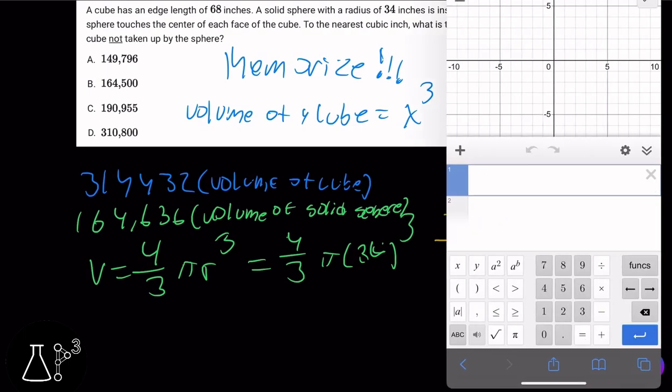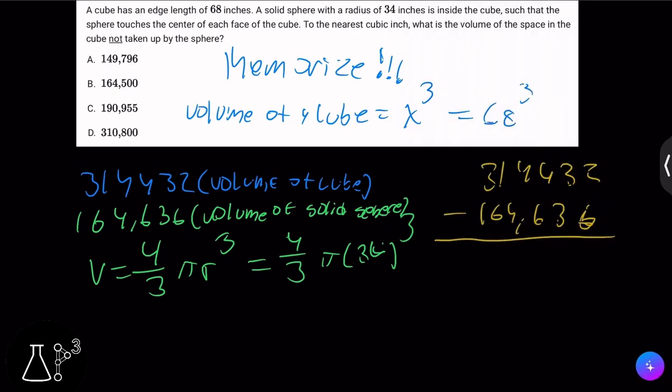So 314,432 minus 164,636, I'm going to get 149,796. If we look at our answers, A matches the answer that we found by subtracting the volume of the sphere from the volume of the cube, meaning our answer is A.